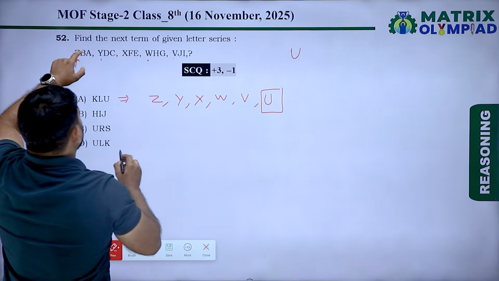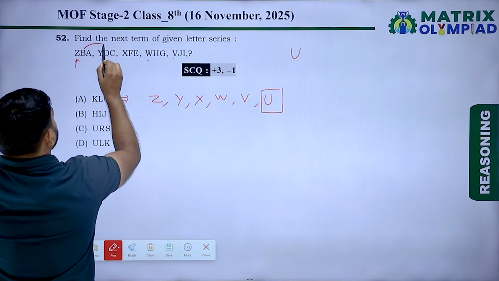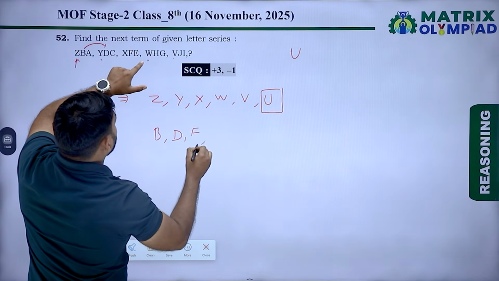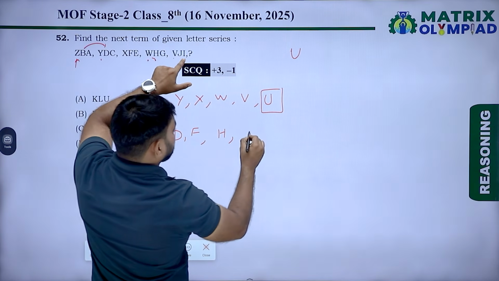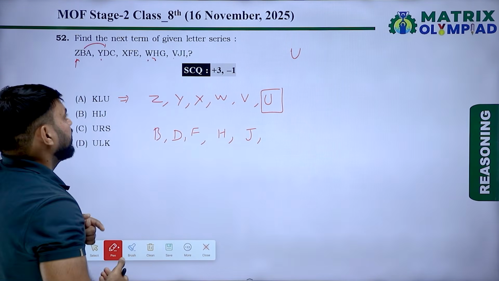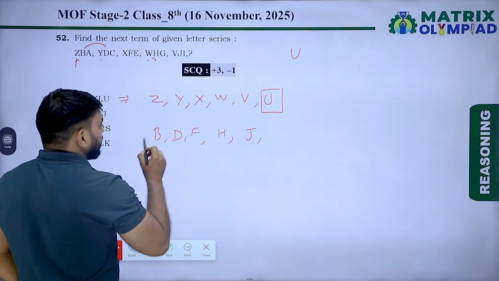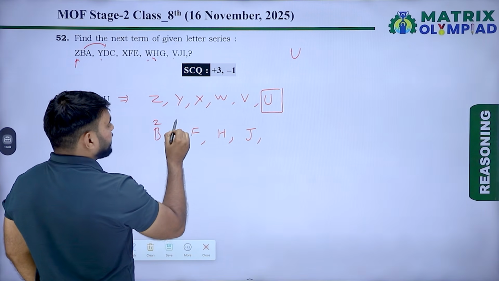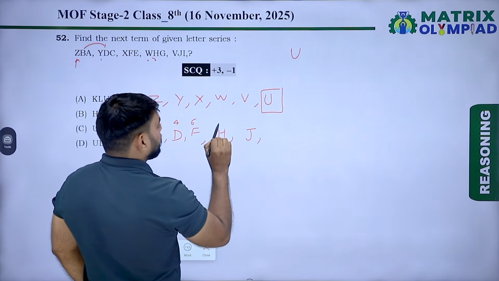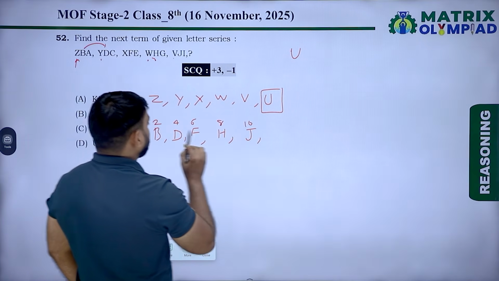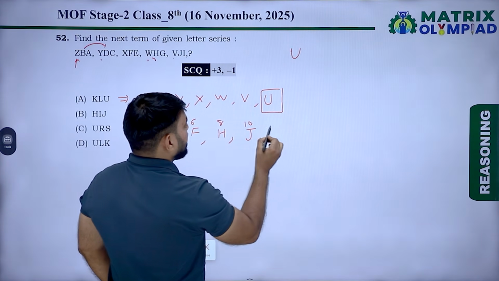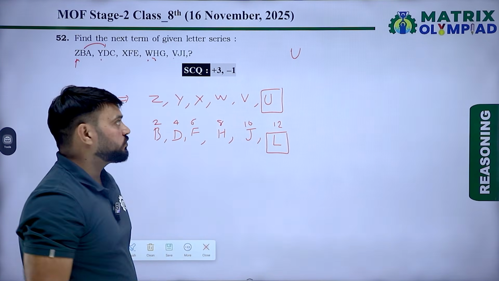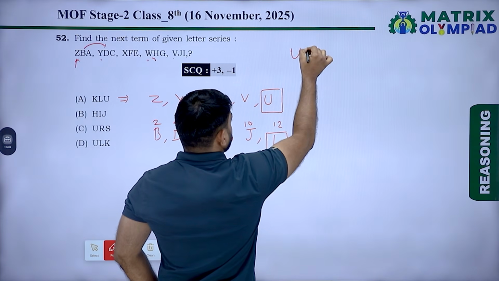Now taking the second alphabet of each term. The second alphabet of the first term is B, of the second term is D. B, D. After D next is F, after F next is H, after H next is J, and after J the next letter is missing. So now find the pattern. Find the place value of the given letters. Place value of B is 2, D is 4, F is 6, H is 8, J is 10. So the pattern is 2, 4, 6, 8, 10. Next is 12, which means L, because the place value of L is 12 in the English alphabet. So the second alphabet of the missing term is L.